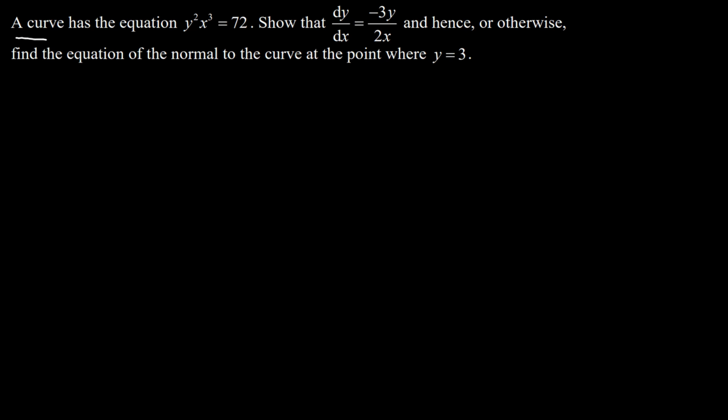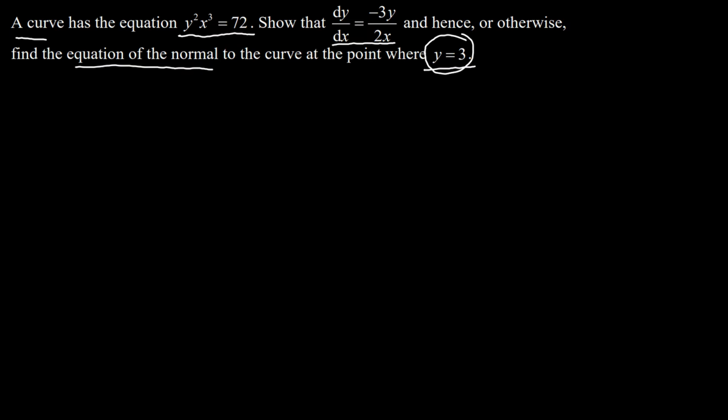A curve has equation y²x³ = 72. First step, we need to show dy/dx equals that expression, and hence or otherwise find the equation of the normal. We know the normal is a straight line perpendicular to the curve at the point when y equals 3. To do that, we first need to find the x value, because we have only the y value. To get our x value, we can use the main equation.